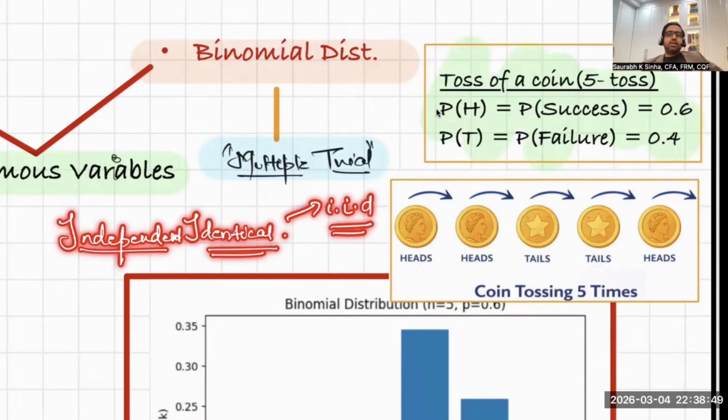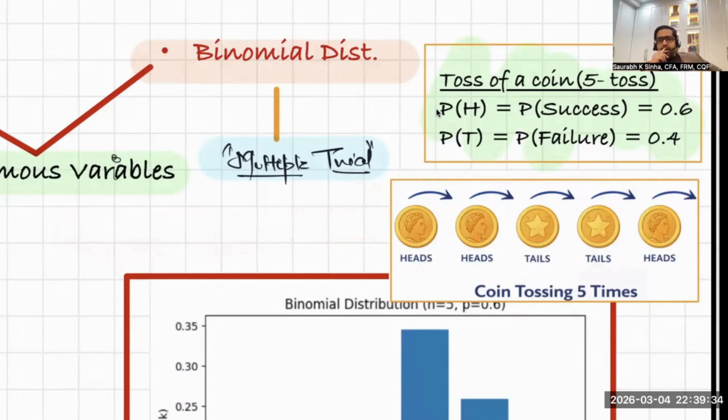What does independent stand for here? Independent means that the first, the second, the third, the fourth, the fifth are not related. There's no influence of the outcome of the first on the second, the third, the fourth, the fifth. The first I stands for independent. The second I stands for identical. The probability of success and failure is identical in each toss. This is very important because binomial distribution doesn't work if independent and identical, IID, doesn't hold true. So it should hold true.